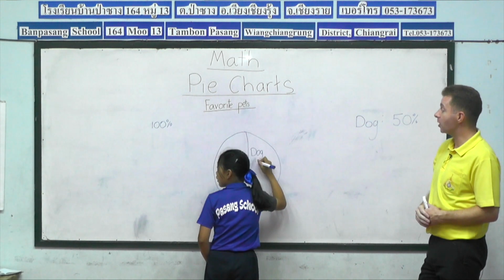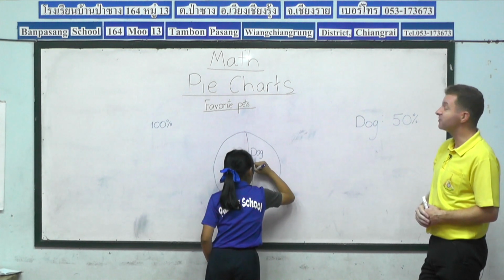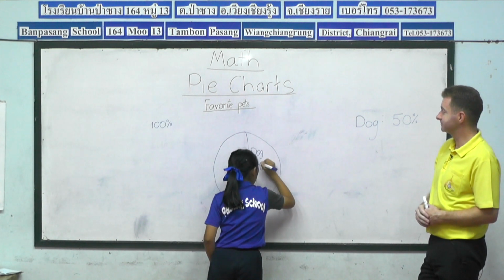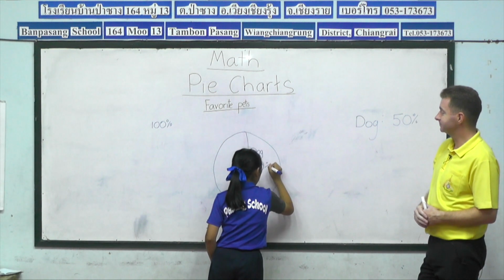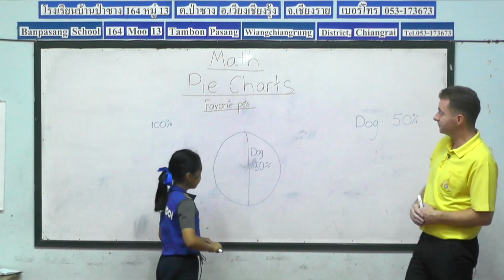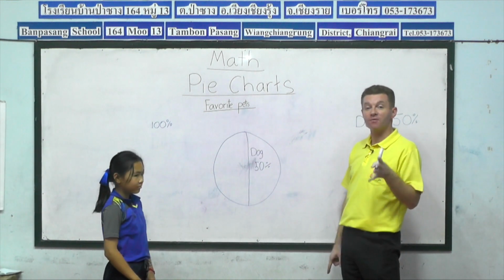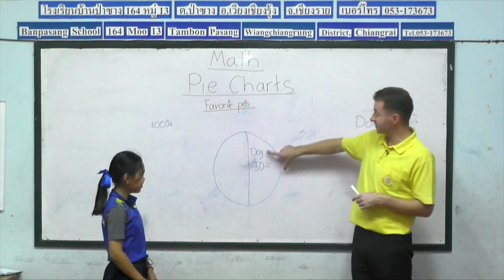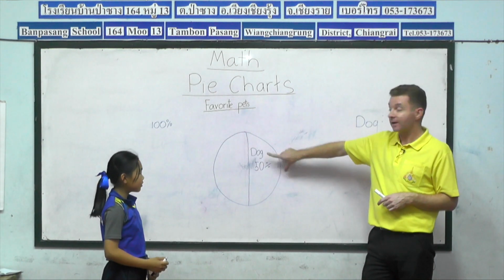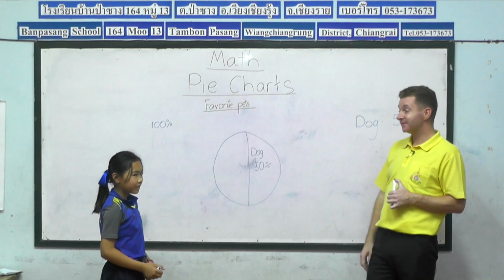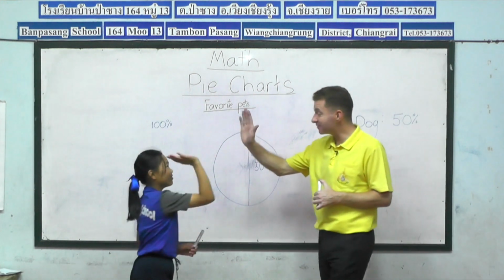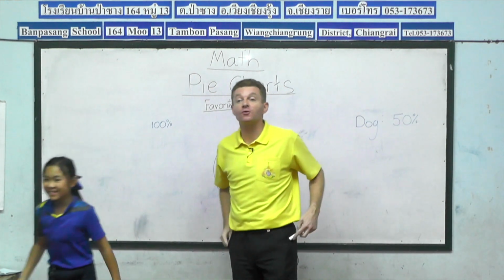And you can write dog 50%. You see? Because dog represents 50%, that's exactly half of the pie. So we can say together, guys, dog 50%. Nadia, that was brilliant. High five and a big round of applause for Nadia, please, guys.